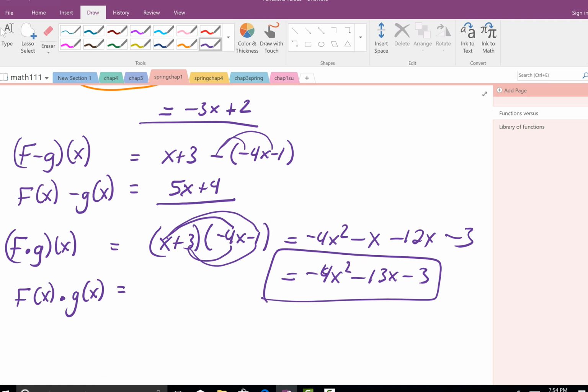But you're just doing operations on them. So it's almost like stuff you did before, where you're just combining like terms. You just take these two functions, whatever they are, and combine the like terms. Okay. Here, you're just going to FOIL them. Right?